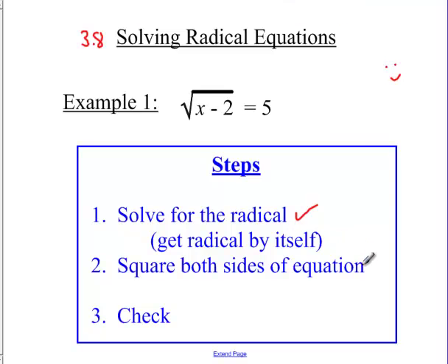Step 2, square both sides. Why do we do that? Well, square root means 2, and the opposite of square rooting is squaring. That's why they're next to each other on the same calculator key. They undo each other. They're opposite operations.